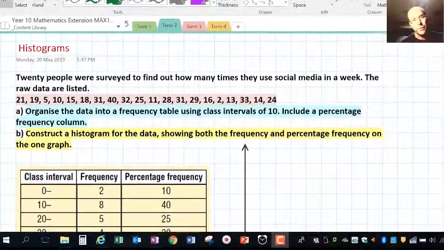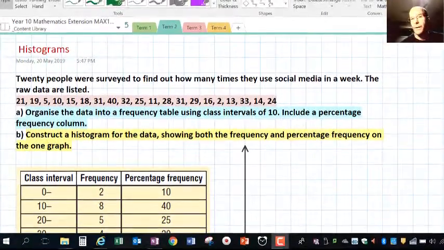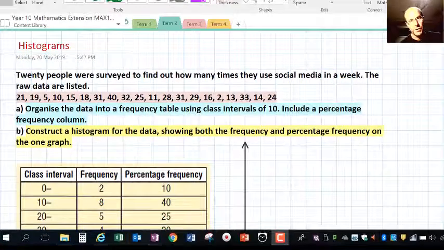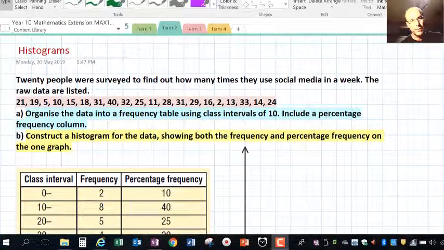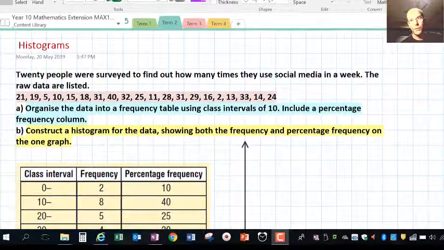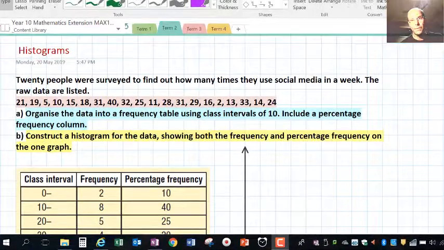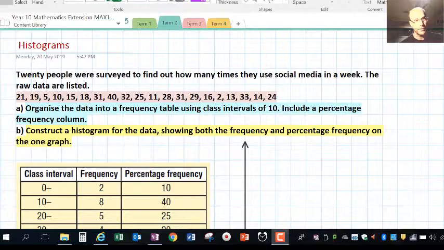We're going to look at a special type of column graph called a histogram, and we're going to do it with discrete and continuous data, and we're going to look at ungrouped and grouped data as well. So quite a bit to learn about in this video. Let's go straight into an example.